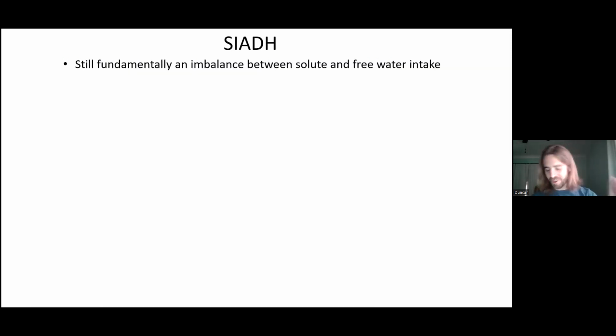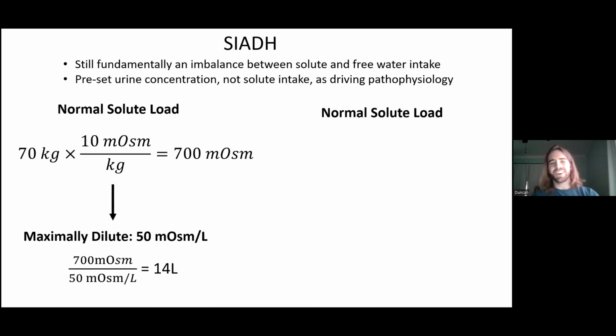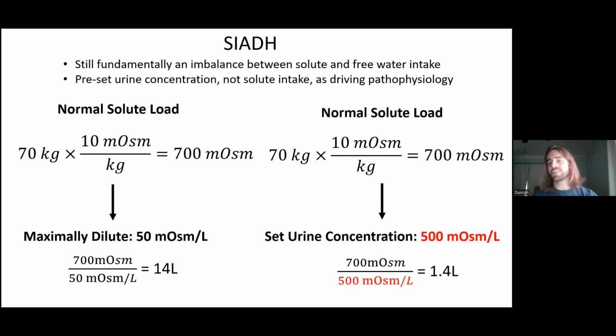We're going to go back to our free water intake and solute intake to illustrate why SIADH is a problem. It's still an issue with solute and free water, but now it's the preset urine concentration, not solute intake, that's the issue. Going back to our normal solute load of about 700 milliosms, if we're able to maximally dilute our urine, we end up with 14 liters of free water that we can intake. In SIADH, solute load is still normal, but our set urine concentration has changed. ADH is inappropriately activated, and no matter what, the kidneys are going to be set at that new urine concentration, in this case 500 milliosms, which I chose to make the math work out well.